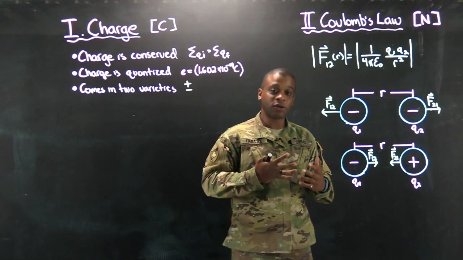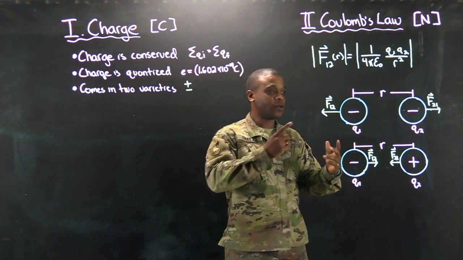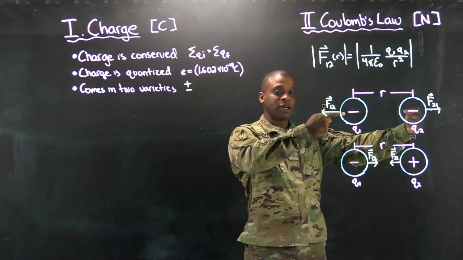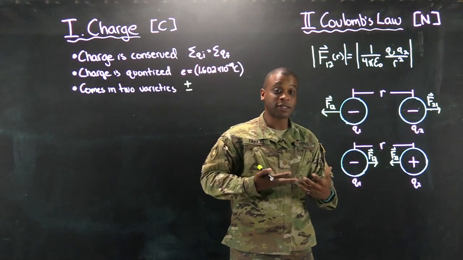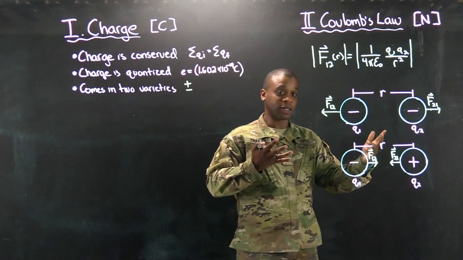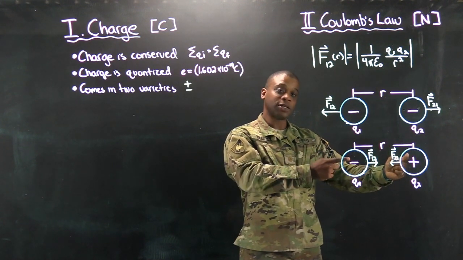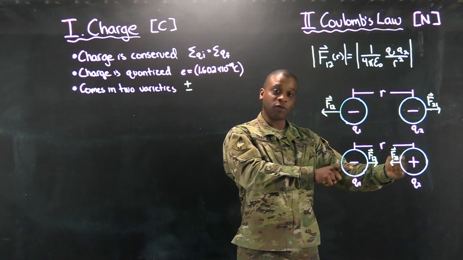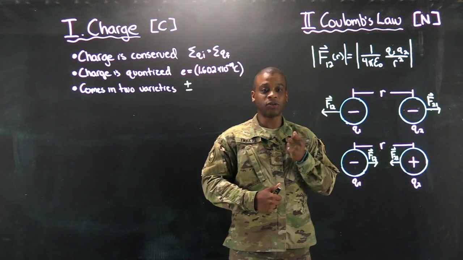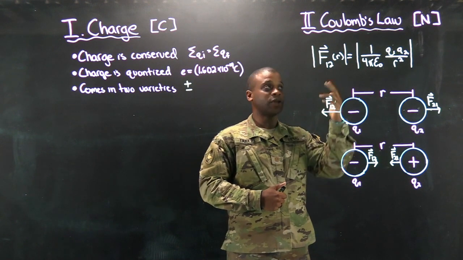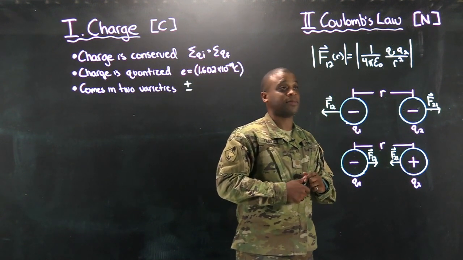Then, as we did further experiments, we found out that if you have two negative charges and you brought them closer together, they would repel each other. If you had two positive charges, they would repel each other. If you had two opposite charges, one negative and one positive, they would attract. So we had to try to quantify this force, and we do that with Coulomb's law.